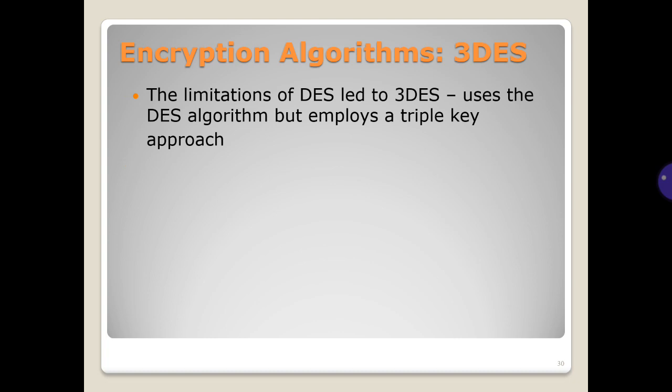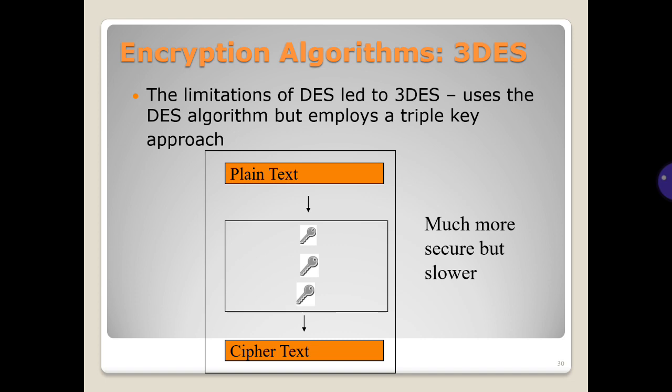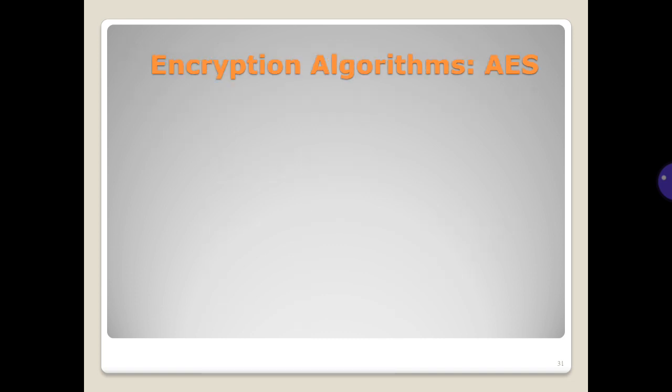And the encryption algorithm 3DES. The limitations of DES led to 3DES, which uses the DES algorithm but employs a triple key approach. Plaintext and the key protect it. Much more secure but slower.